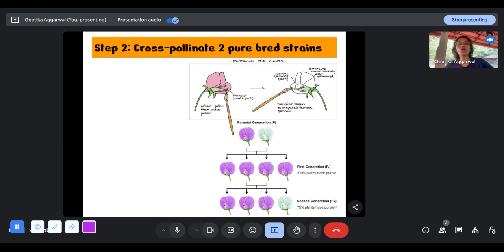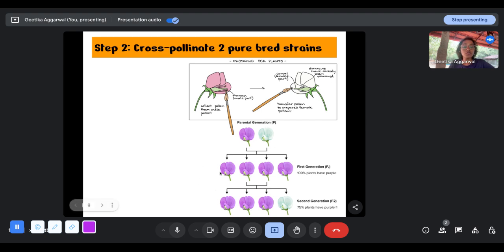So this is how he crossed the plants. He manually took the pollen from the anthers of one plant, which was considered the male parent, and then he deposited it onto the stigma of the other flowers, which were considered the female parents.